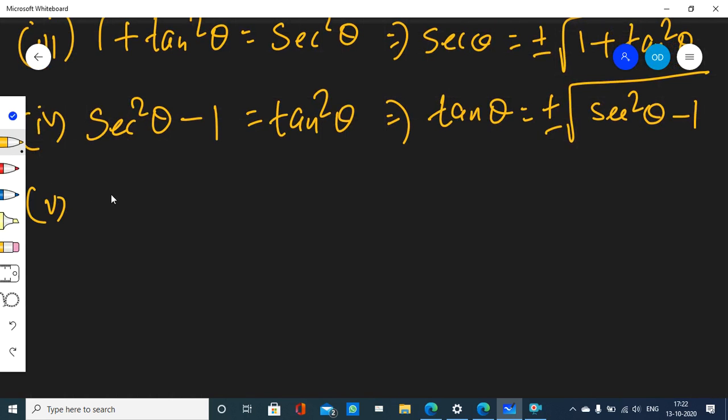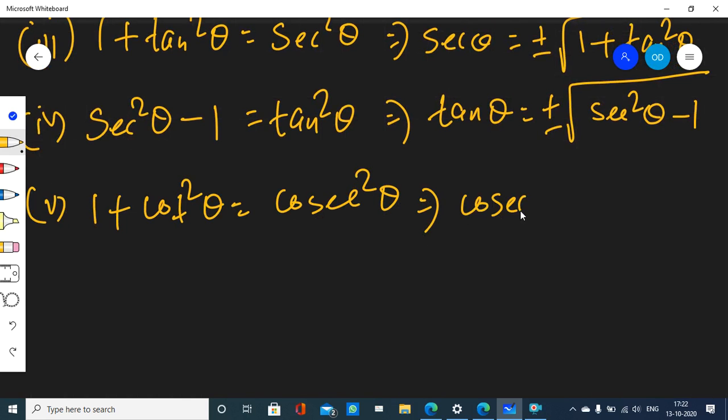And the last two: we know that cosec square theta minus cot square theta equals 1. Therefore 1 plus cot square theta will be equal to cosec square theta. So cosec theta will be equal to plus or minus under root of 1 plus cot square theta, right?